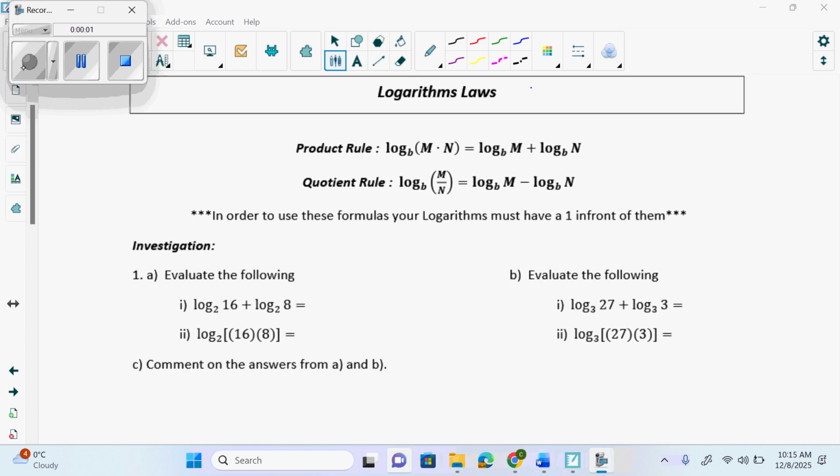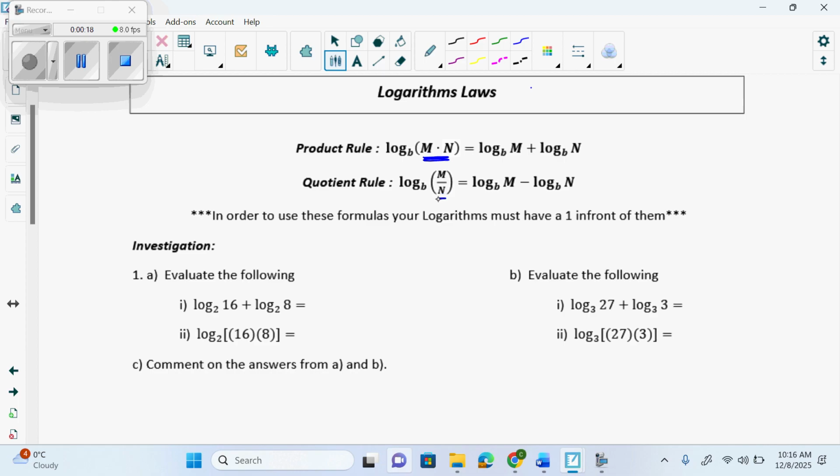called product rule and quotient rule. Okay? So what we're going to do is product rule. You can go from two things multiplied to separate them by addition, or two things divided to separate them by subtraction.